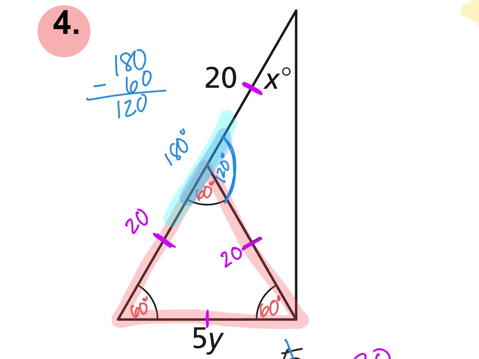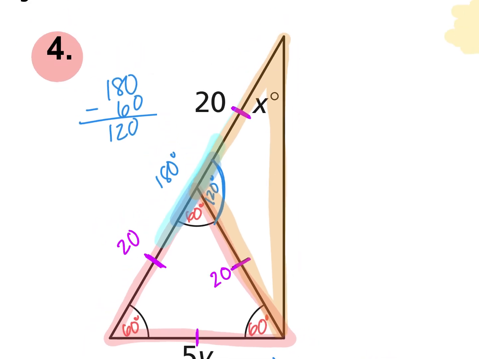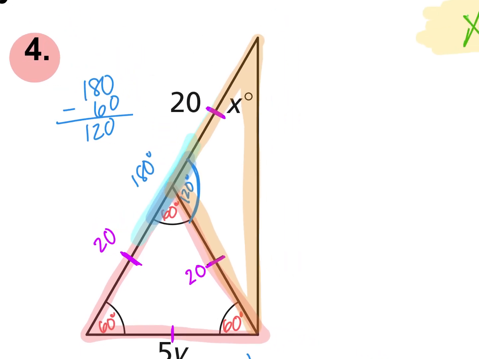And now I'm looking at this triangle by itself. Let me get purple. I'm looking at this triangle right here by itself. All right, I'm looking at this one. We know by looking at it, it's an isosceles triangle. So these two angles, this angle has to be congruent to this angle.